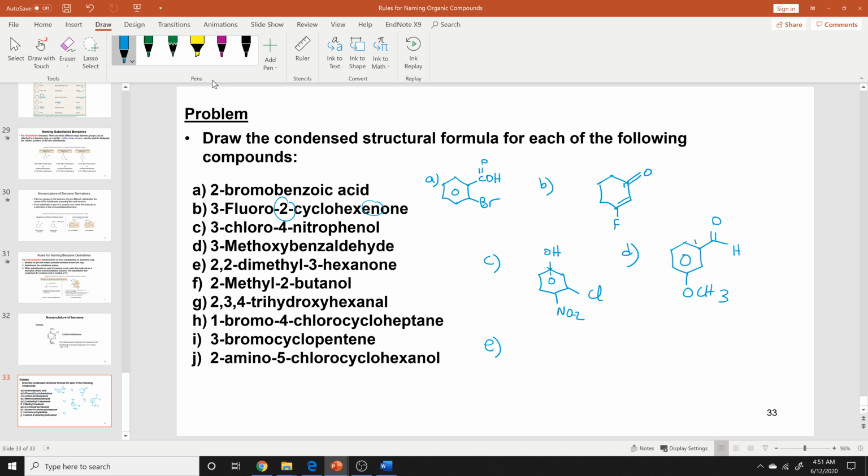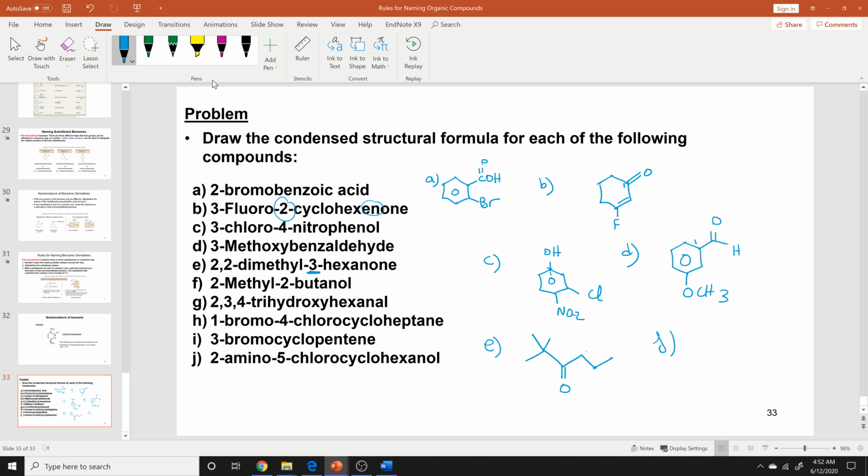For E, 2,2-dimethyl-3-hexanone. So this is going to be my hex: 1, 2, 3, 4, 5, and 6. On carbon number 3, I do have my carbonyl of the ketone. This is what it says. And on carbon number 2, I have 2 methyl groups. So this is what E looks like.